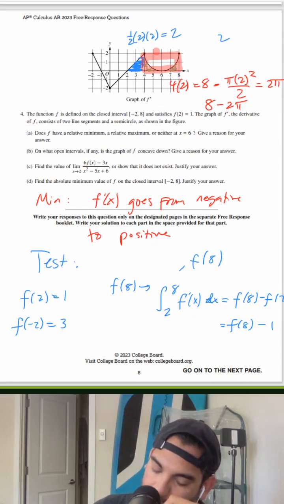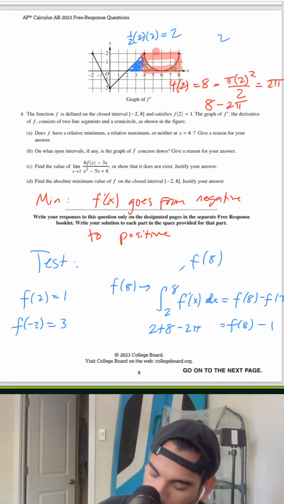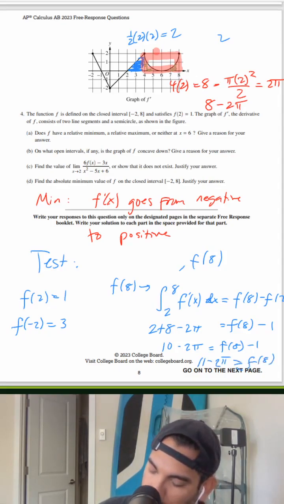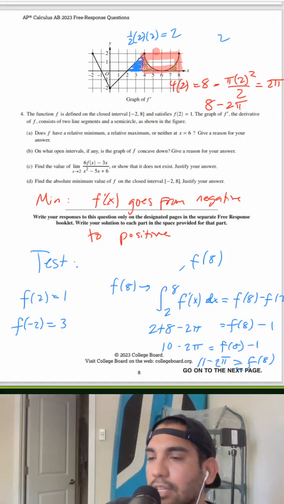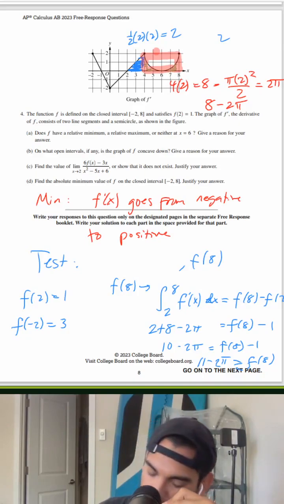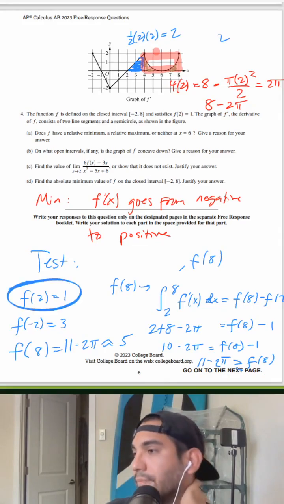So down below we have 2 plus 8 minus 2 pi, and then is equal to f of 8 minus 1. So this is 10 minus 2 pi is equal to f of 8 minus 1. We could bring the 1 to the other side, so we have 11 minus 2 pi is equal to f of 8. Okay, so this is interesting. 11 minus 2 pi. 2 pi is around 6 point something. So then f of 8 is just going to be 11 minus 2 pi, which is approximately like 5 or something like that. Okay, they want the minimum value. That's just going to be 2.